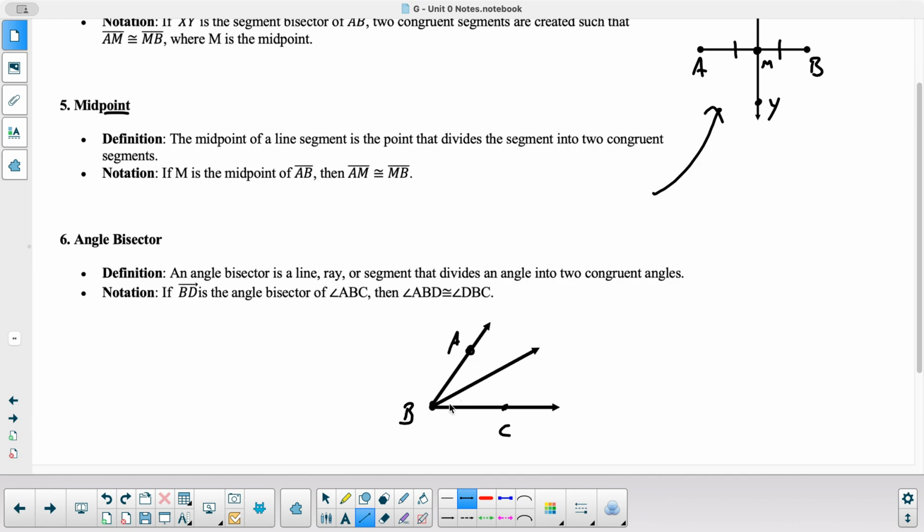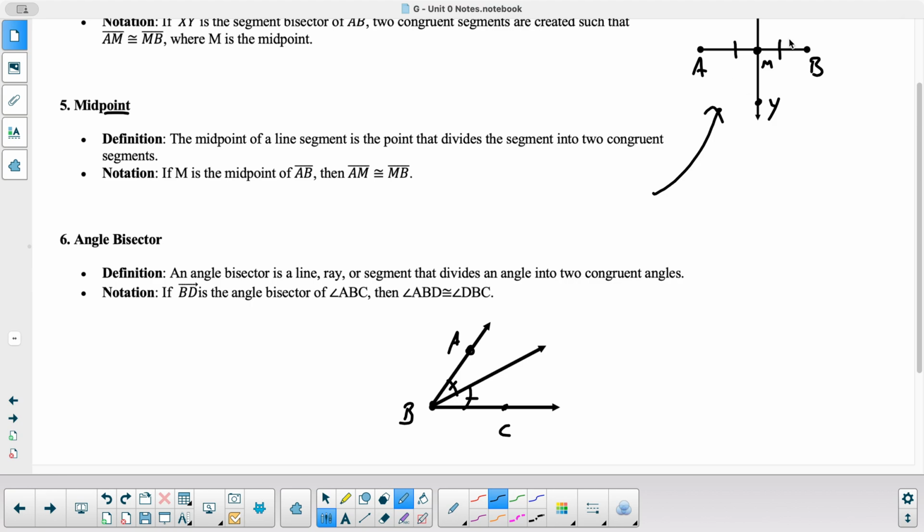Think of it like you're slicing a piece of pizza in half. And again, I'm just ballparking it. As we move on, we're not going to just estimate. We're going to use more precise things. But what ends up happening is this angle is congruent to this angle. These are called congruency marks for angles.